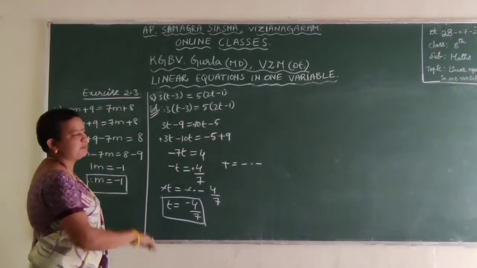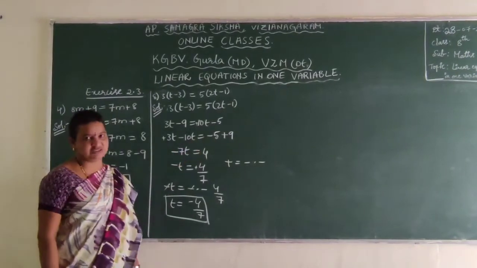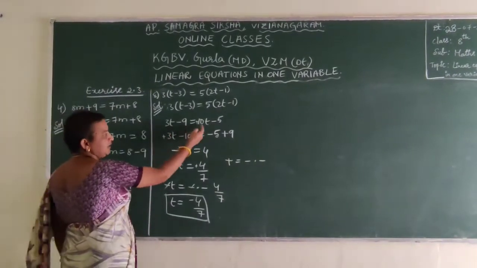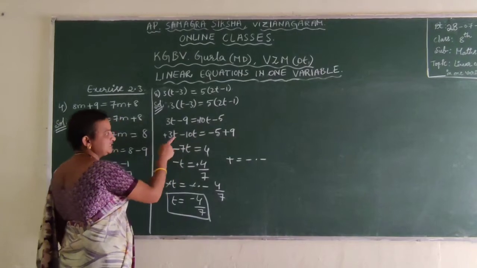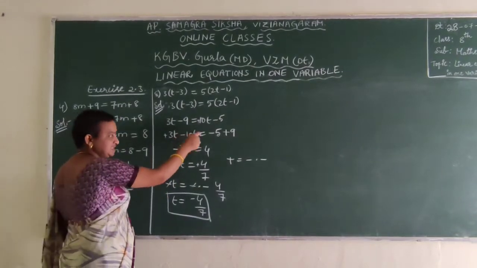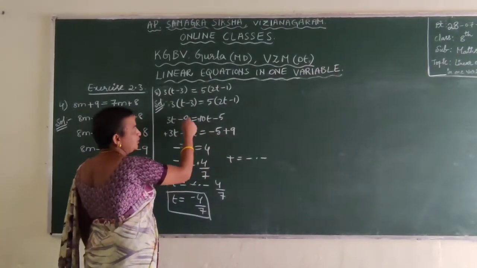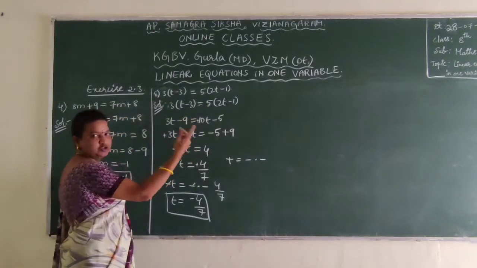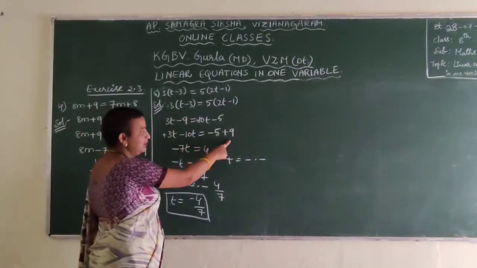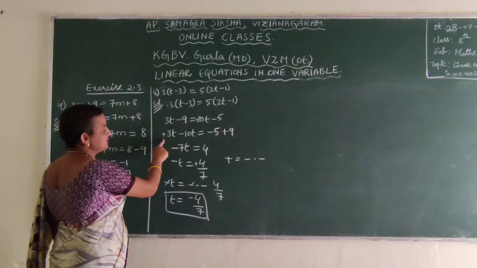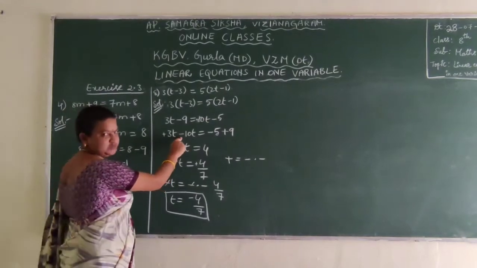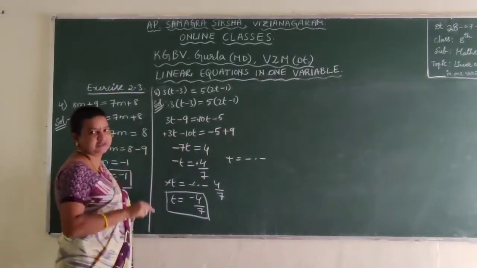So first we need to separate variables and constants. 3t, if we transpose 10t to LHS, it becomes minus 10t, is equal to minus 5. Now you have to transpose minus 9 to RHS, it becomes plus 9. Here one is a plus sign and another one is a negative sign, so you have to subtract.